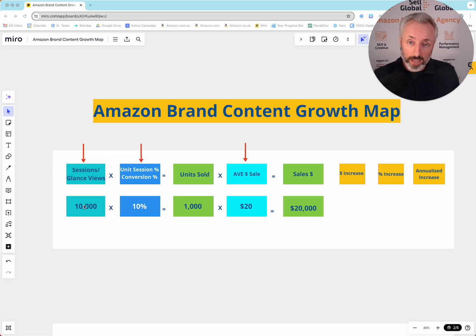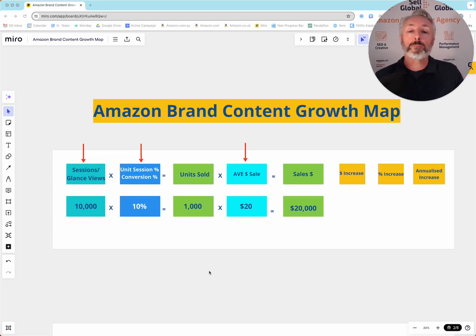And if we use the example of 10,000 glance views or sessions, 10% conversion rate. By the way, Amazon is around 10.5%, which is much higher than Shopify, for example, which will be average around 2. High buyer intent on Amazon. Units sold 1,000, average dollar sale $20. You might be higher, hopefully not too much lower than that. And $20,000 a month, okay? You could be higher, lower. Again, the maths is here just to keep things simple.